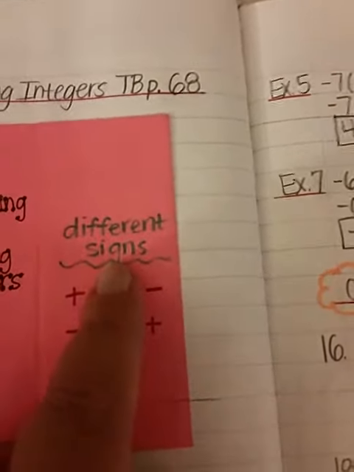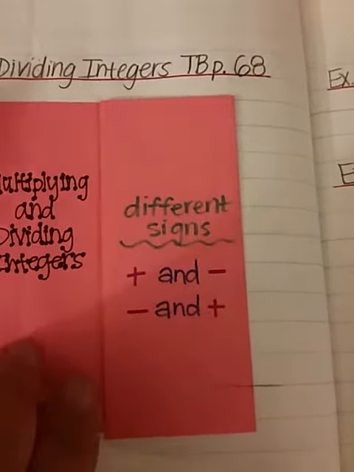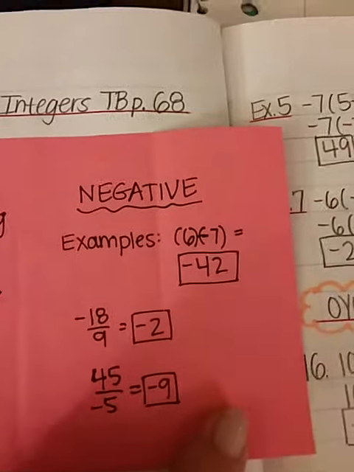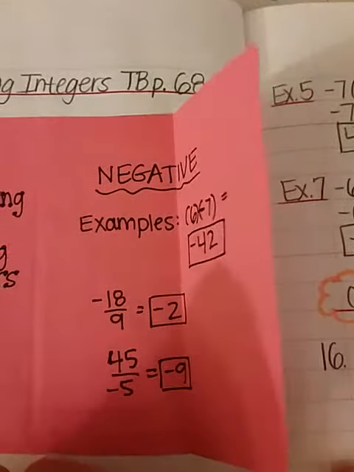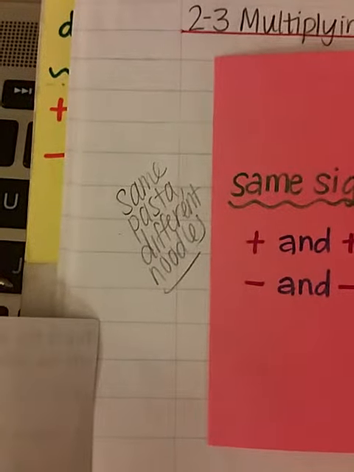Whenever we have two different signs, such as positive and negative or negative and positive, our sign is always going to be negative. In class, we were talking about whenever you go to a restaurant, some people like to order pasta at a restaurant, and we came up with a little acronym: same pasta, different noodles.